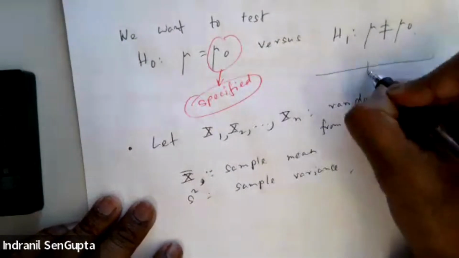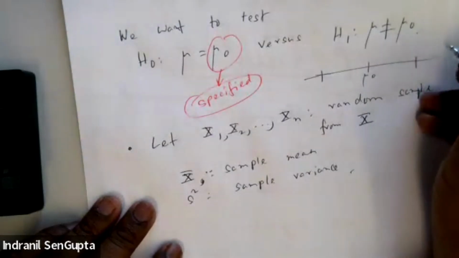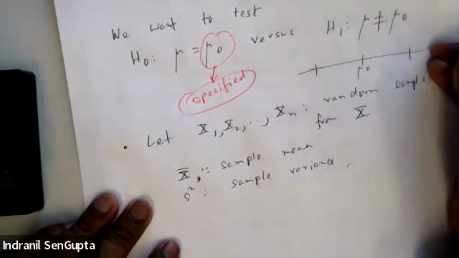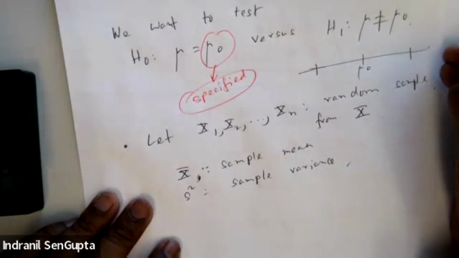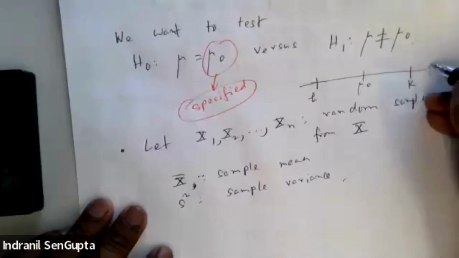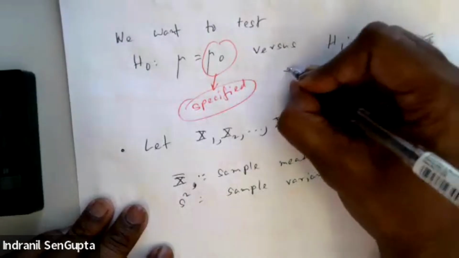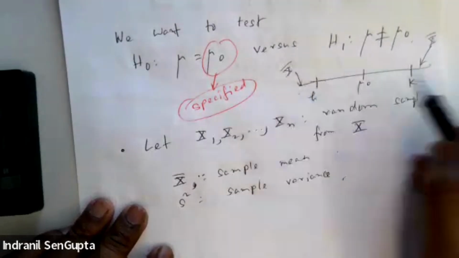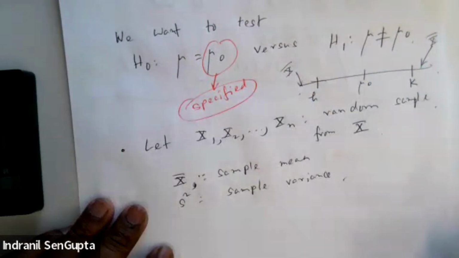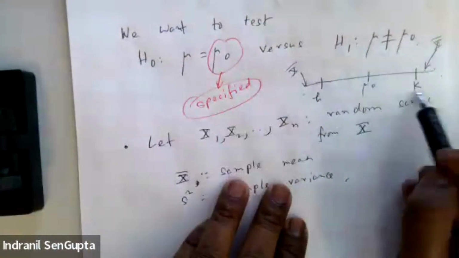So suppose mu zero is here, and let's define two numbers. Suppose here it's K, here is H. So if X bar is here or X bar is here, so X bar is less than H or more than K, then we reject the null hypothesis. It's two-sided. Previously, we don't care about that side. We only care about the right side, right?